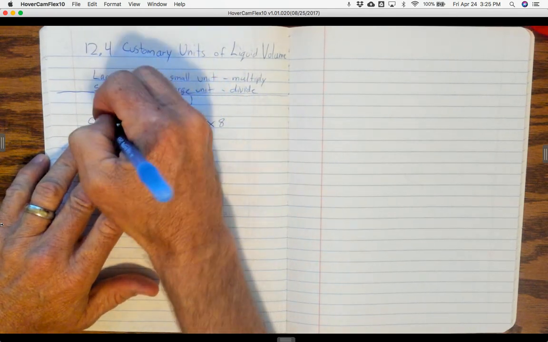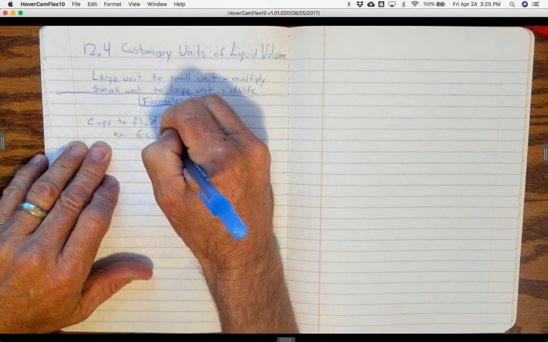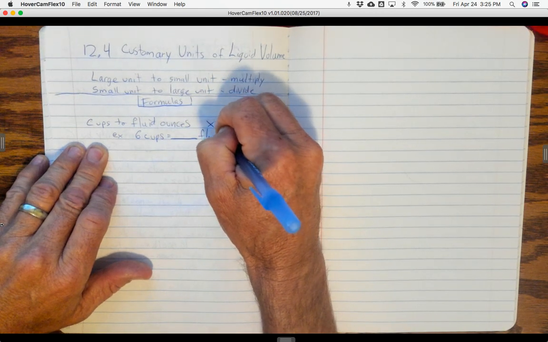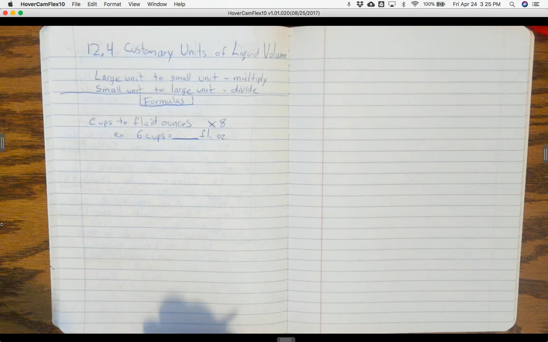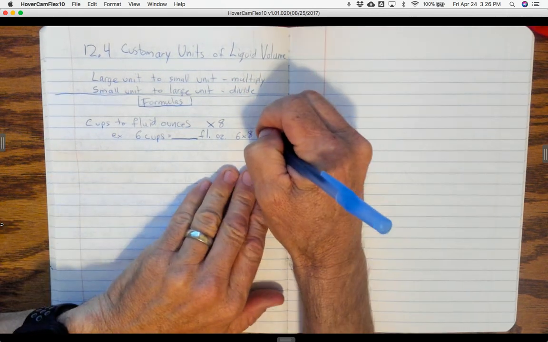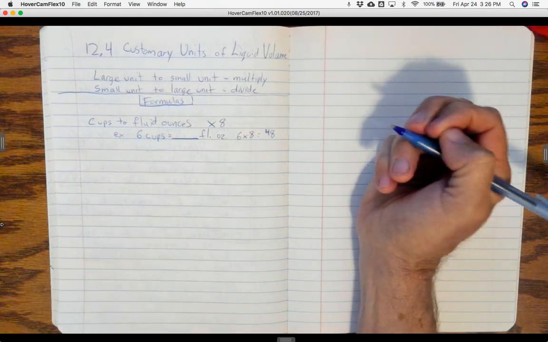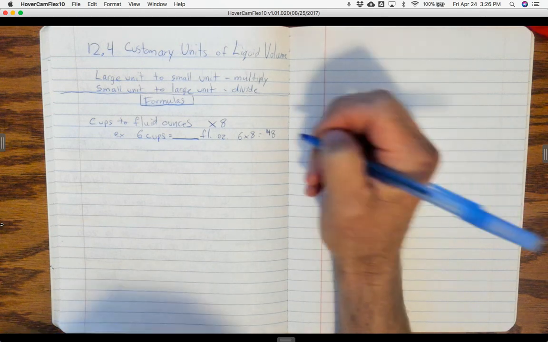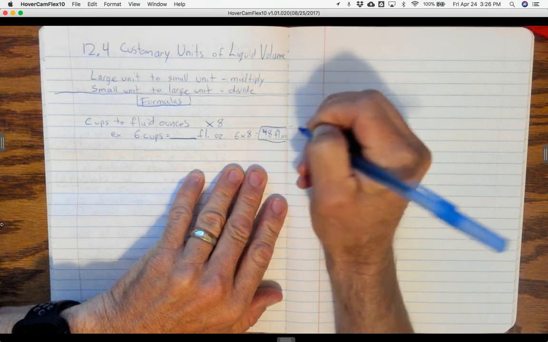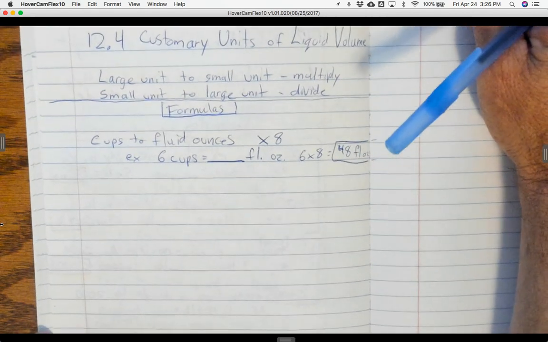All right, so an example problem. If we had 6 cups and we wanted to change that to fluid ounces, I'm going to abbreviate, sort of like our book does. How do we do that? Well, we know it's times 8. They give us 6, so it's just simply 6 times 8. And 6 times 8 is 48. Again, if you know your math facts, this is going to go a lot quicker. If you have to look at a multiplication chart, that's okay, but it is going to slow you down. And 48 fluid ounces would be our full answer.